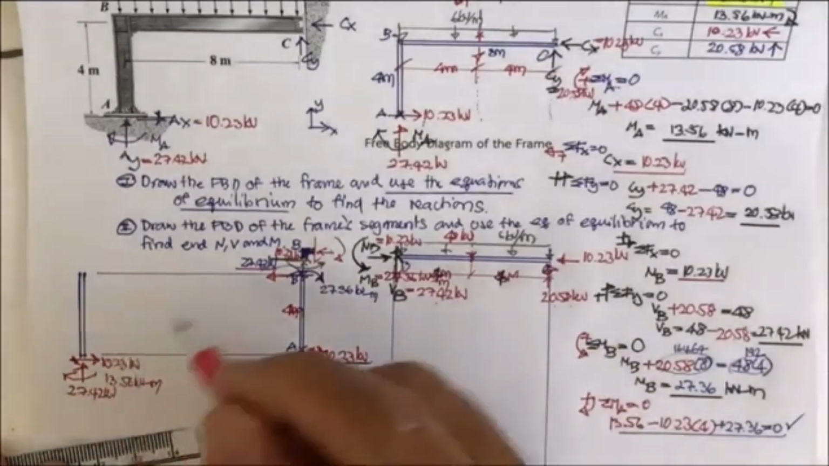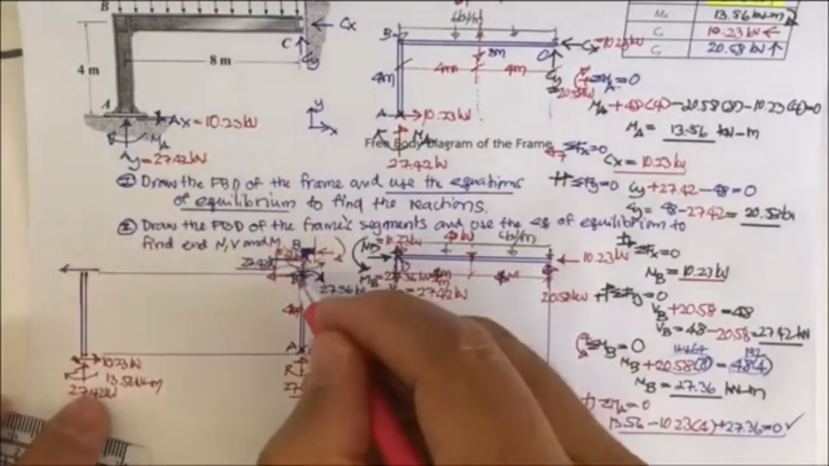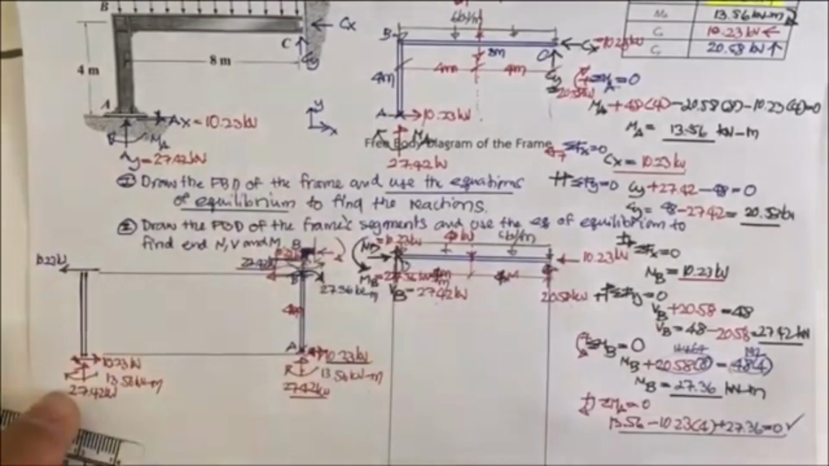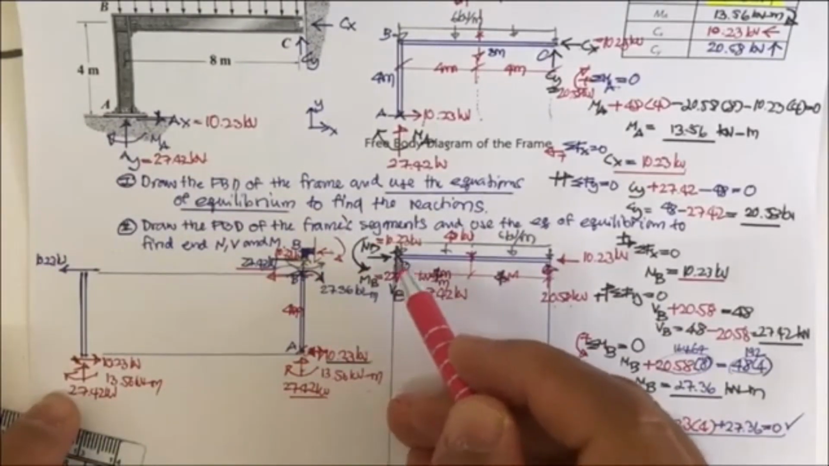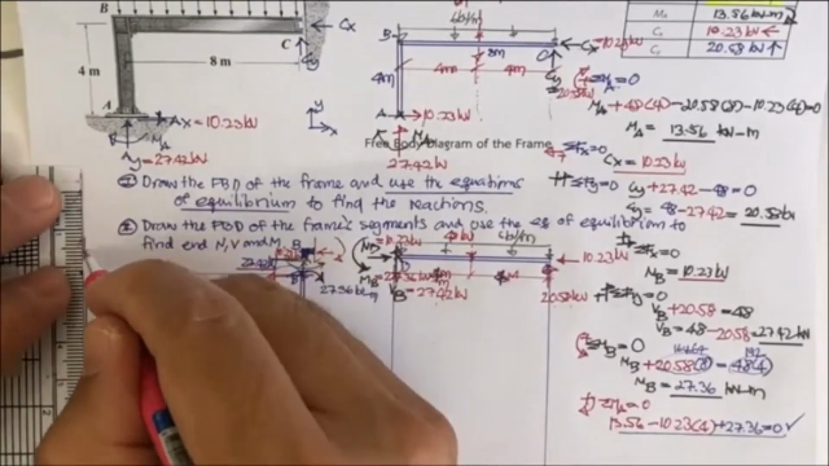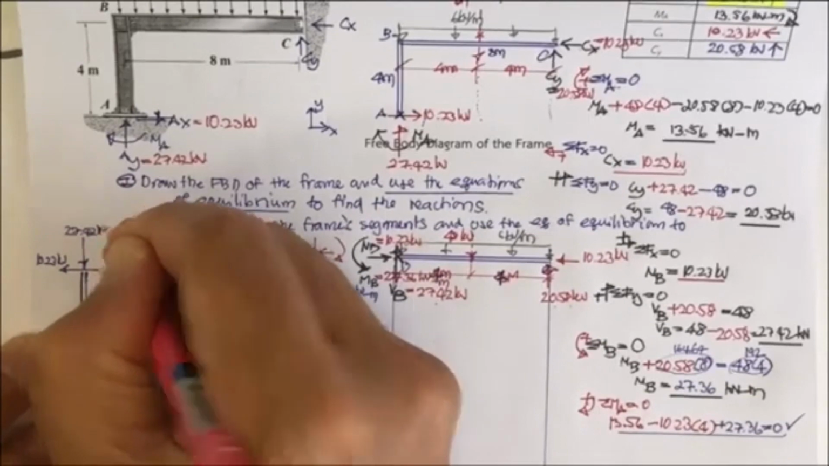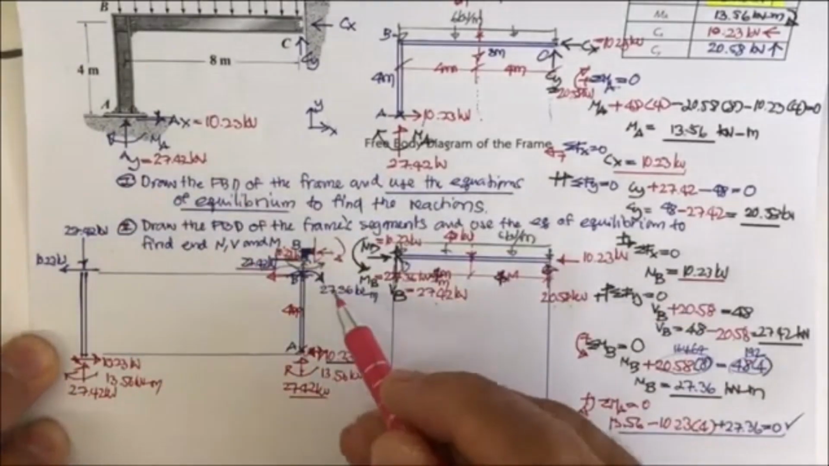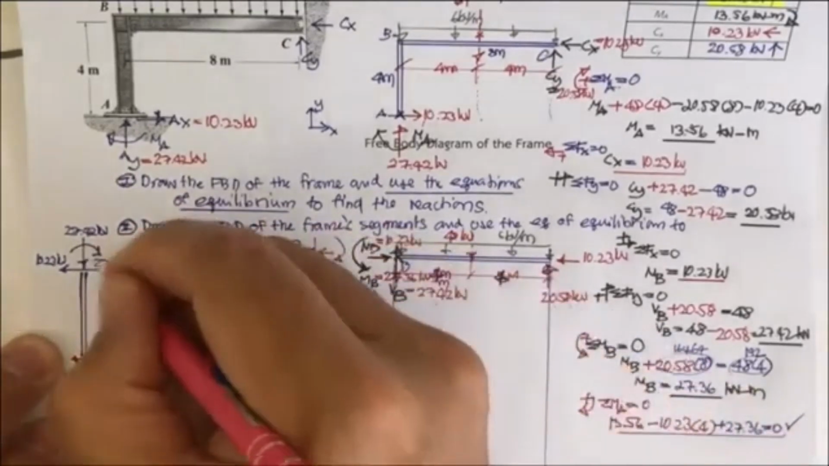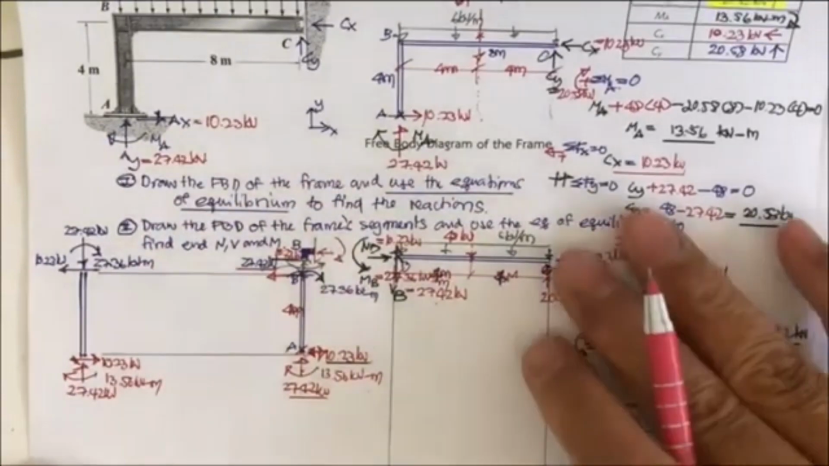And on the top, you get this one, 10.23 kilonewton. You also have this one up, this one down, this one up, so this one down. This one also has 27.42 kilonewton. And this one, you got 27.36 kilonewton meter.